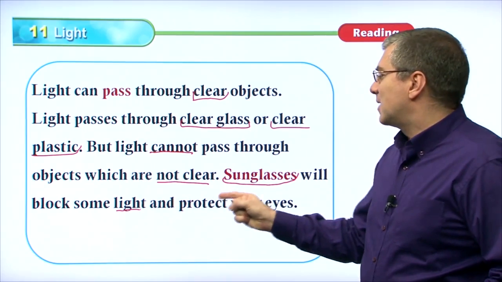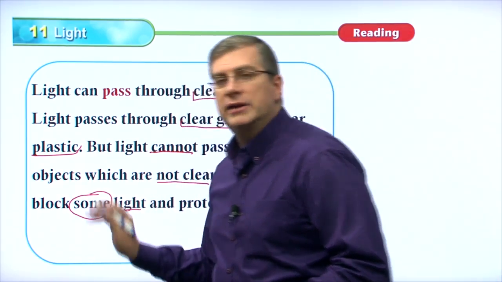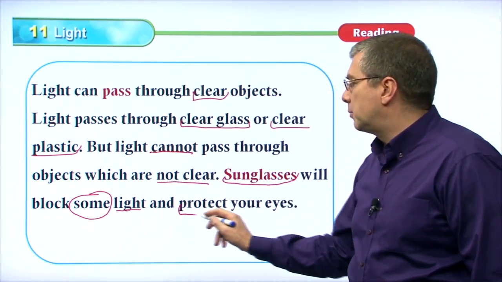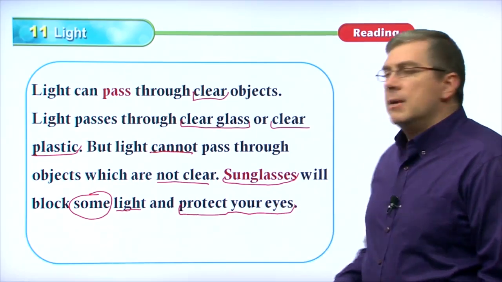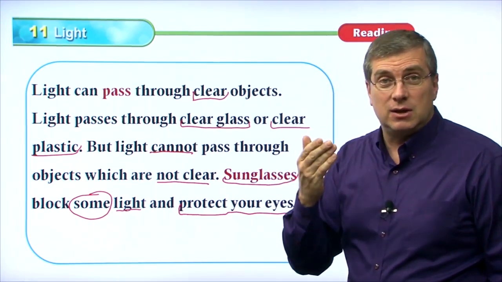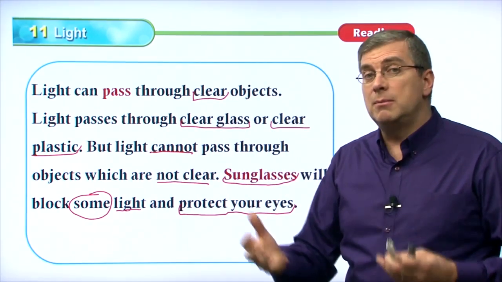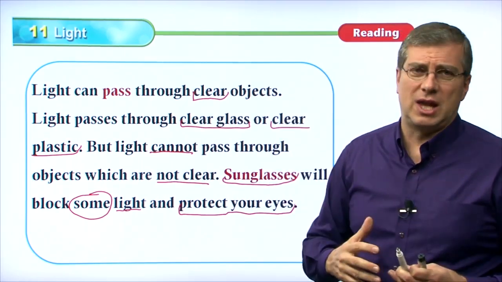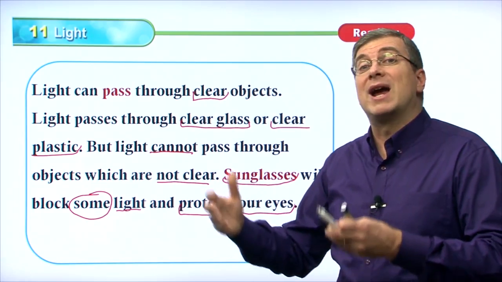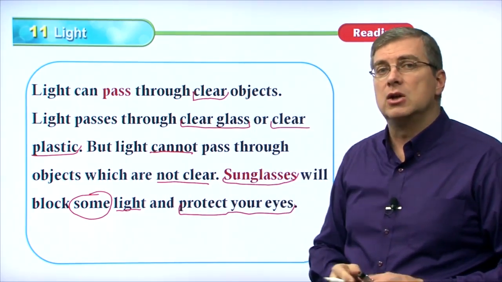So sunglasses block some light. Not all light, but some light. The reason is that they protect your eyes. By reducing the amount of light hitting your eyes, you're protecting your eyes. Your eyes don't need a lot of light. They need some light, but not too much. Too much light is bad for your eyes. So on a very bright day, it's important to wear sunglasses to protect your eyes.